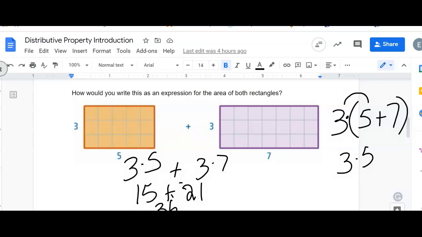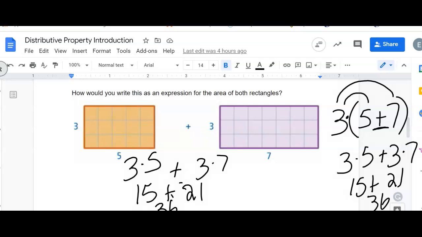Okay. Then I'm going to distribute the 3 to the 7. What is that going to look like? Chris? 3 times 7. What's going to go in between these two multiplication problems? Yeah, an addition symbol, because it's right there in between the numbers inside the parentheses. 3 times 5 is 15 plus 3 times 7, which is 21. You get 36.